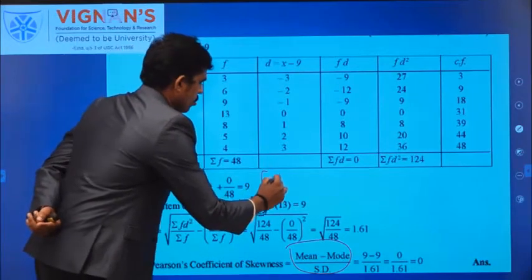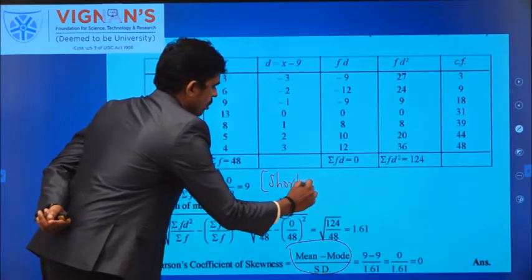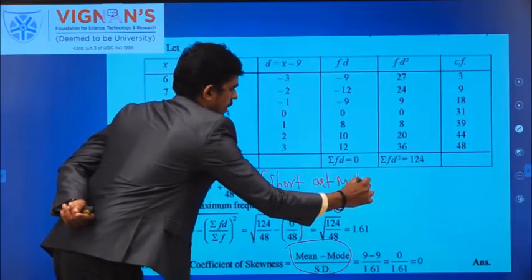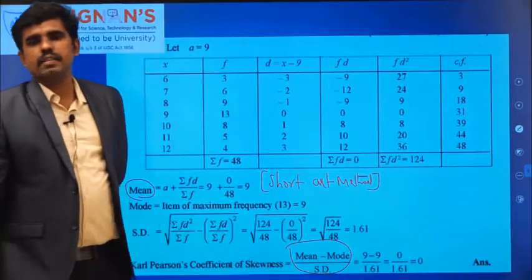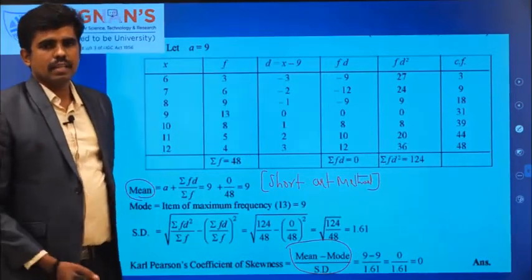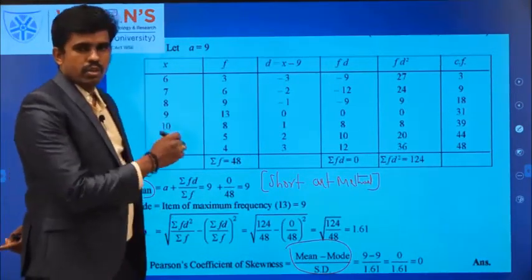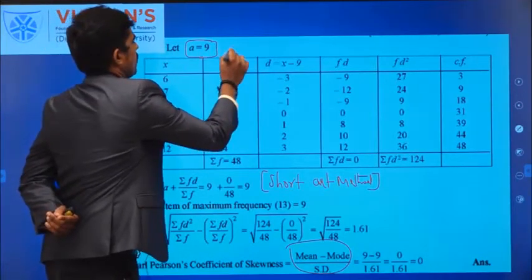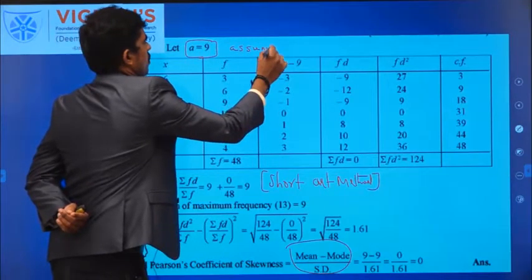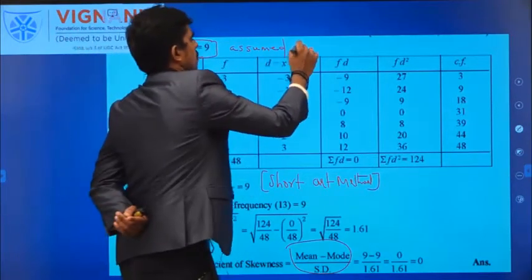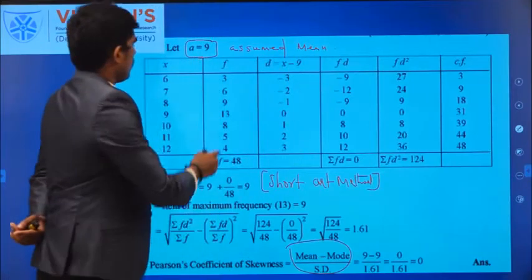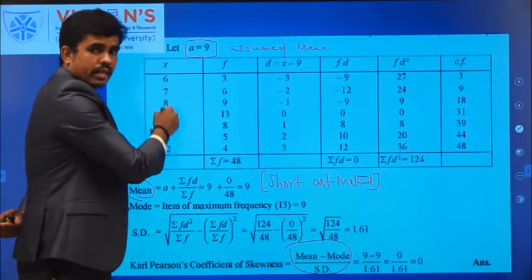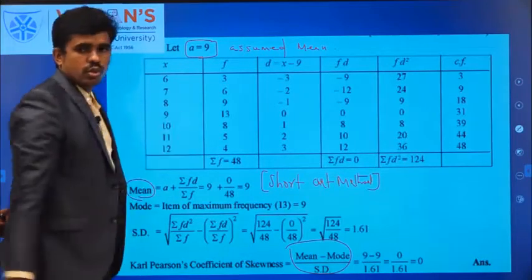What I am going to use here is the shortcut method. There are three types of methods: direct method, shortcut method, and step deviation method. Here I am going to use the shortcut method. For that I need an assumed mean. You know how to assume this mean, by finding the average. Whichever value is near to the average is the assumed mean.